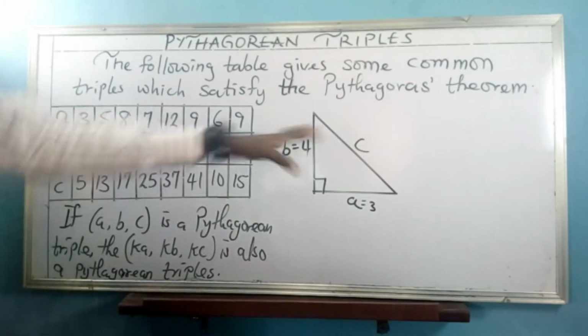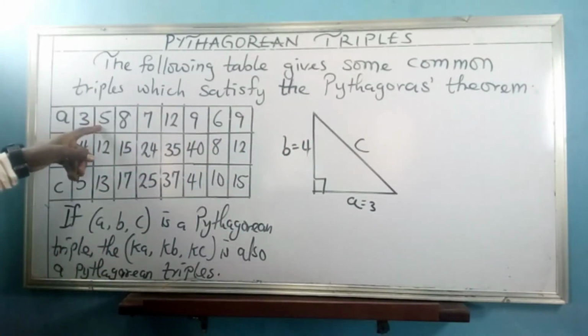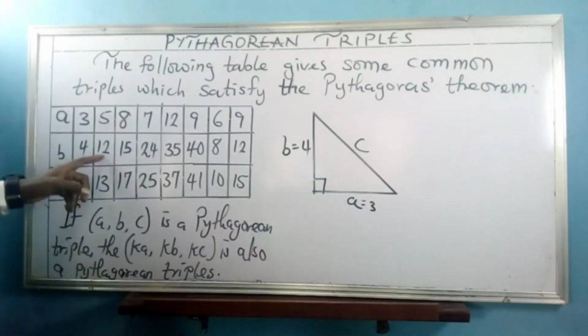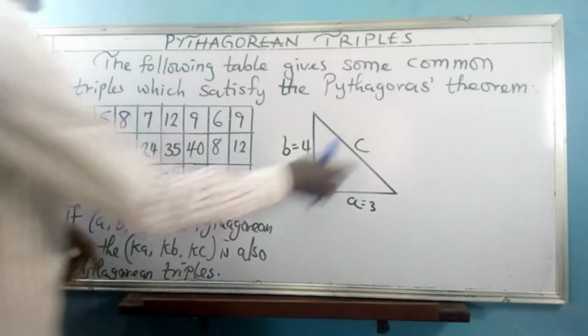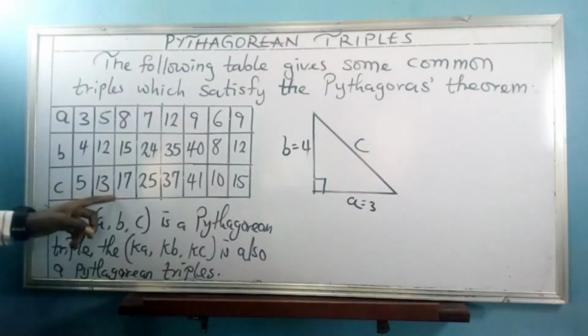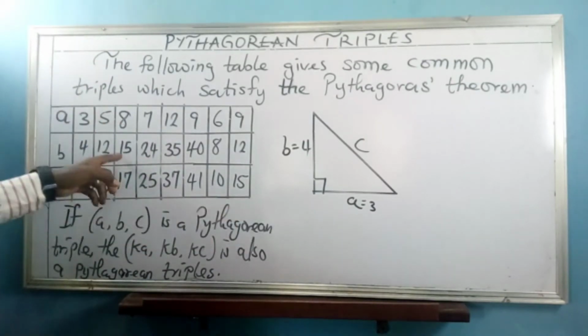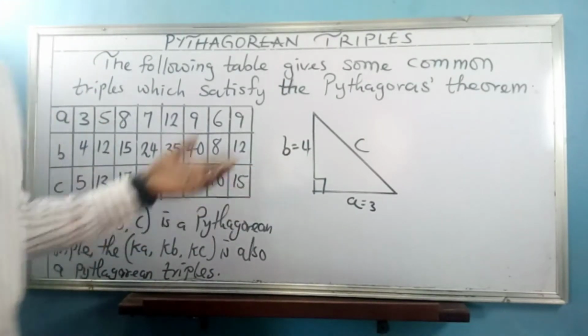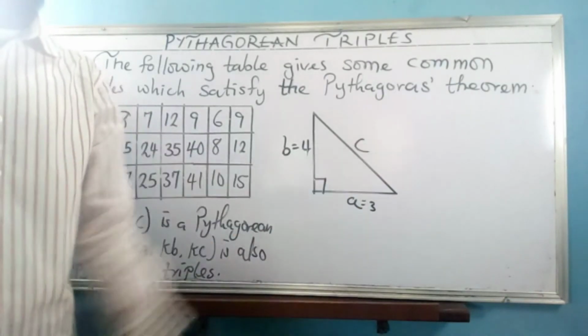Let me just explain the table, then I'll go to the proving of it. We're going to check it together. If A is 5 and B is 12, if we have 5 here, 12 here, definitely our C, the hypotenuse, will be 13. That's what this table is saying. If our A is 8, our B is 15, those are the two adjacent sides, the hypotenuse will be 17.